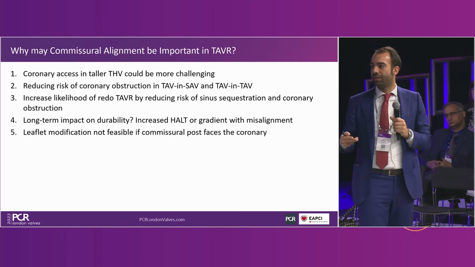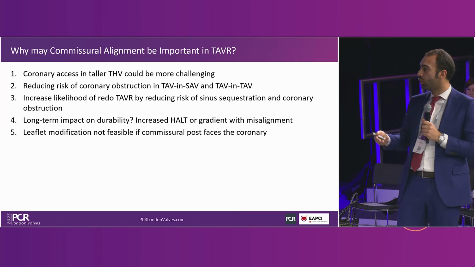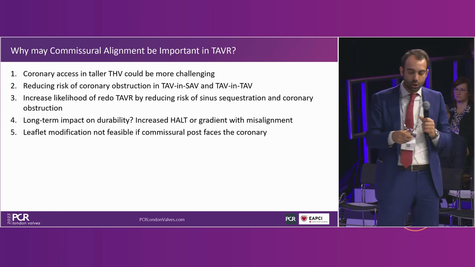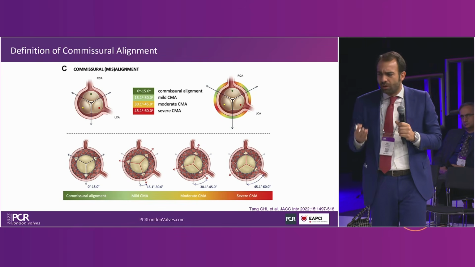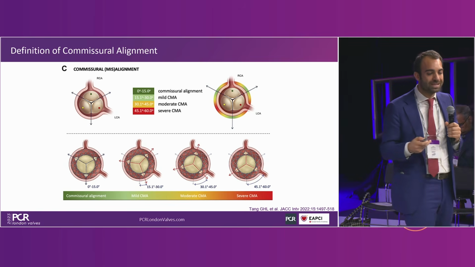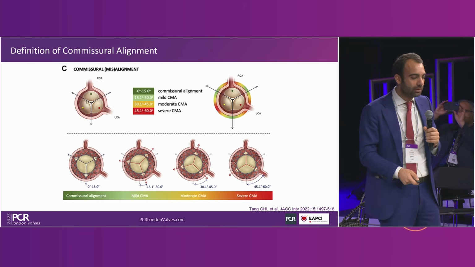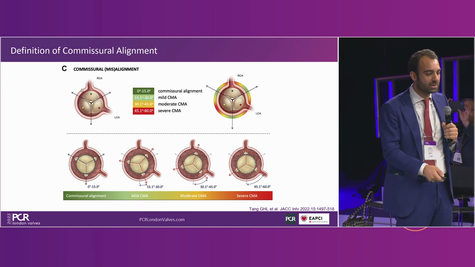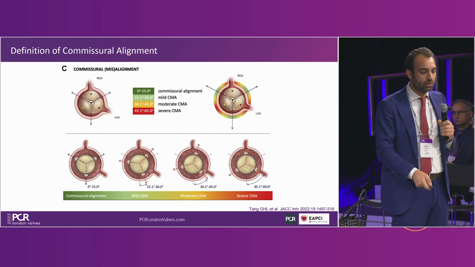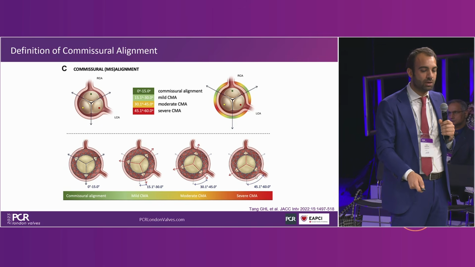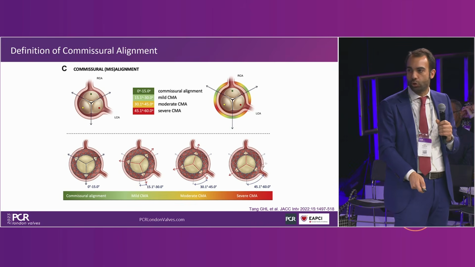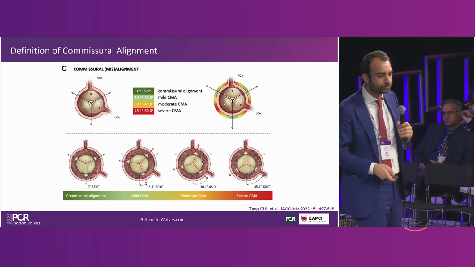And if we want to do TAV-in-TAV and you have the post in front of your coronary, you cannot do leaflet modification. Like you cannot do BASILICA if you have risk of coronary obstruction. So we talk about commissural alignment, but we have to define it. What does commissural alignment or misalignment mean? If you look at the slide, we want to be away from the coronary. This is how a surgeon will implant his valve. So we have mild, moderate, no commissural misalignment, and severe commissural misalignment. In severe commissural misalignment, you have the post in front of the coronary, and this is what you don't want.